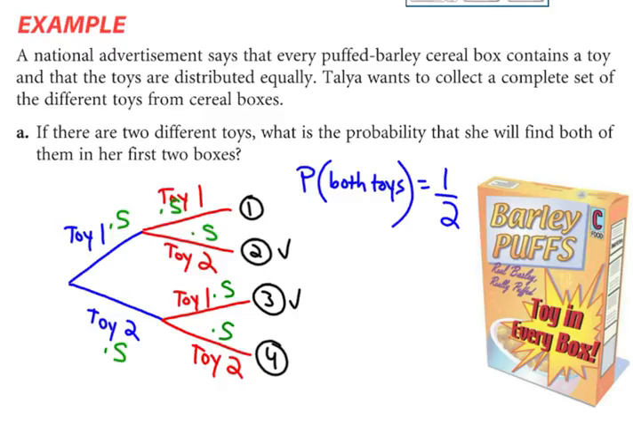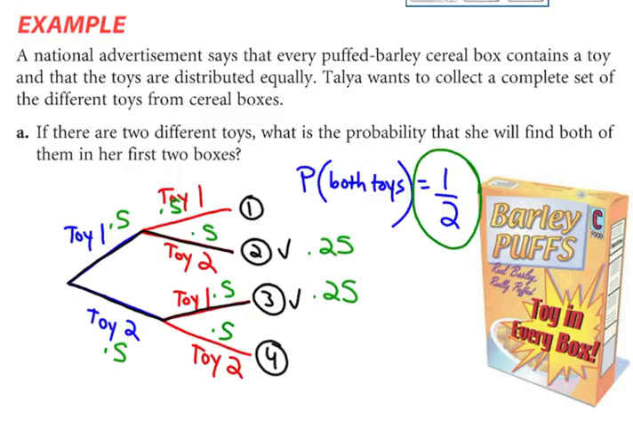Now we identified paths 2 and 3 as giving Talia both toys in the first 2 cereal boxes. Well, path 2 would go like this. Toy 1, toy 2. 0.5 times 0.5 would have given us 0.25. The second path, or actually the third path that we numbered, toy 2, then toy 1. That would have been 0.5 times 0.5, which would have also been 0.25. But then since there were 2 paths, we would add these together. 0.25 plus 0.25 is 0.5, just like we got here.